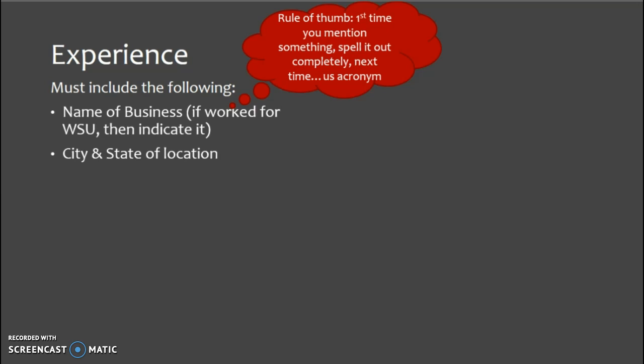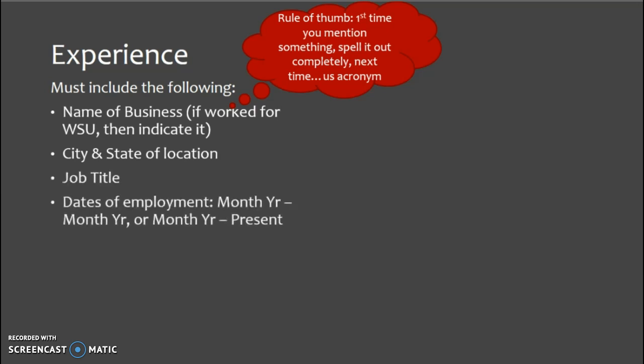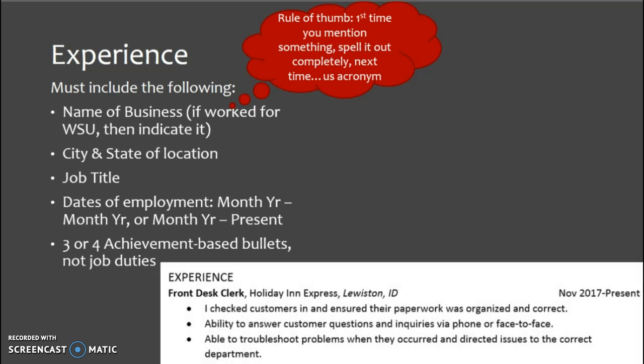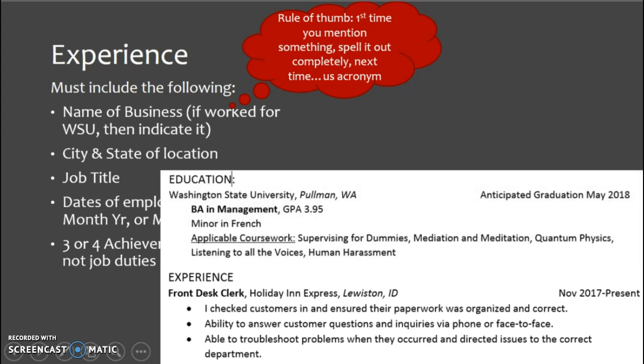Again, just like with education: state and location, your job title, when you were employed, and then 3 or 4 achievement-based bullets. Do not talk about your job duties. We'll get into that a little more in depth in a couple of minutes. So here's how Grace set up her experience. Here's all the information. Do note that her experience is set up similar to her education. Here's her job title, business, city and state italicized, dates all to the left. So remember that repetition, the CRAP hats.